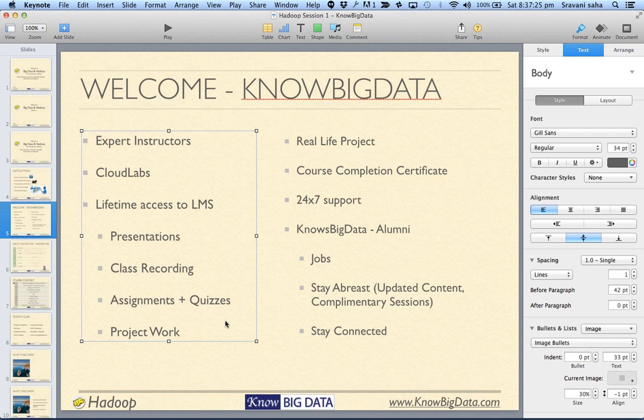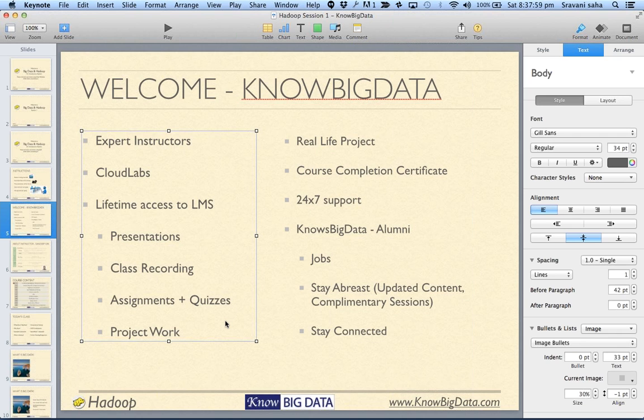So No Big Data is, as an organization, we believe in expert instructors. The main reason why we started No Big Data is because we realized that in the advanced technology domain there is a gap, an industry gap, and good instructors were not available. Most of the instructors who were available have very little practical experience. That is the reason we started No Big Data.